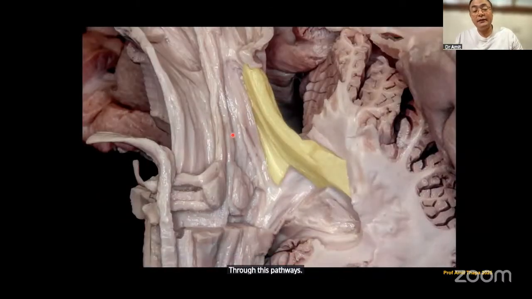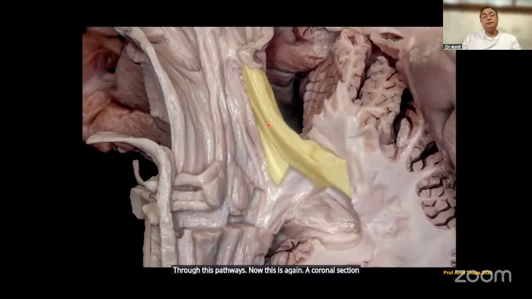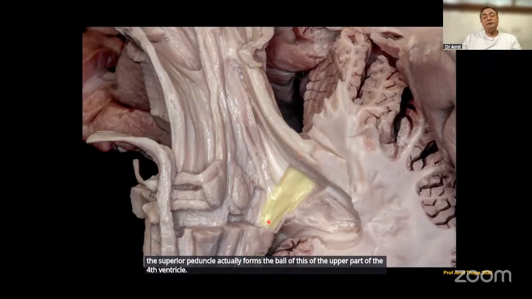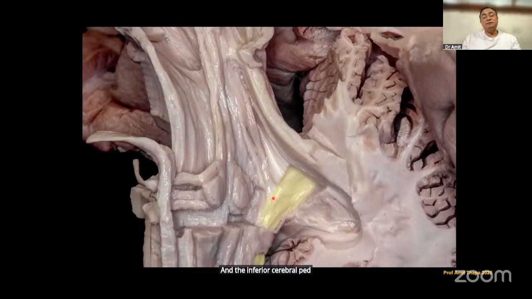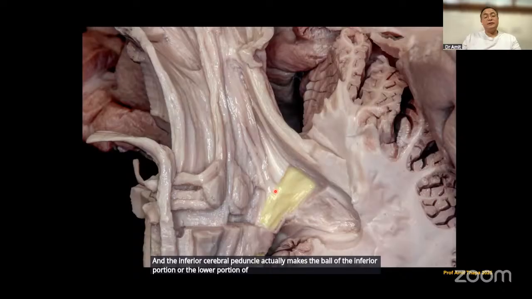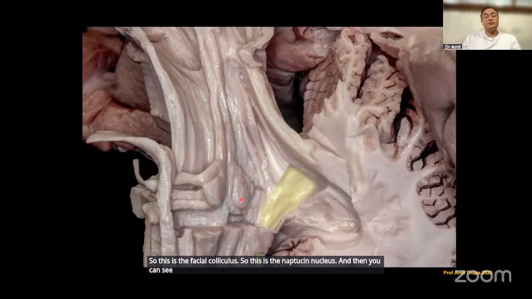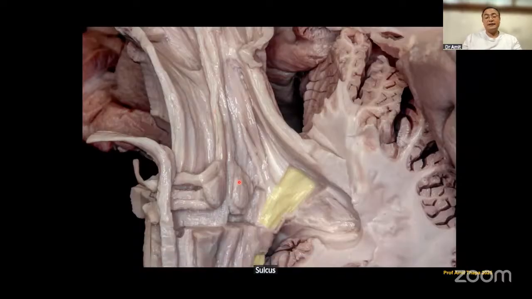Now, this is again a coronal section which shows that the superior peduncle forms the wall of the upper part of the fourth ventricle, and the inferior cerebellar peduncle makes the wall of the lower portion of the fourth ventricle. So this is the facial colliculus. This is the abducens nucleus, and then you can see the facial nerve on either side, and this is the dorsal median sulcus. So we'll be discussing it further.